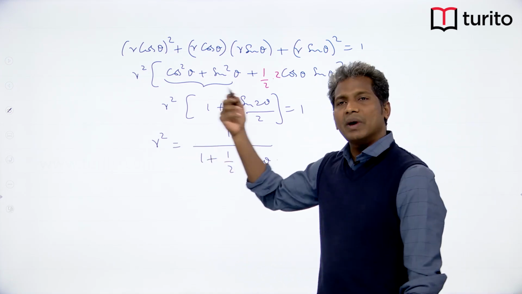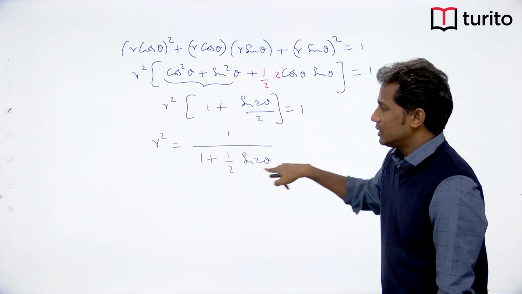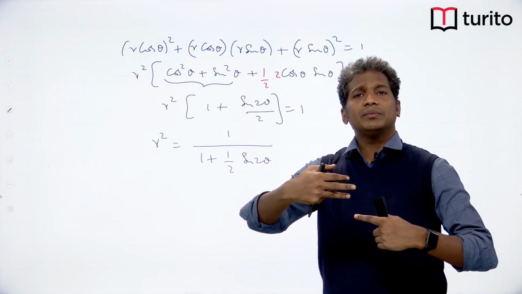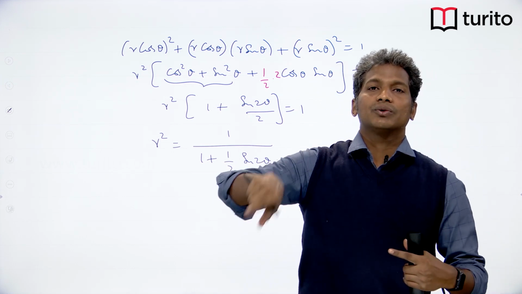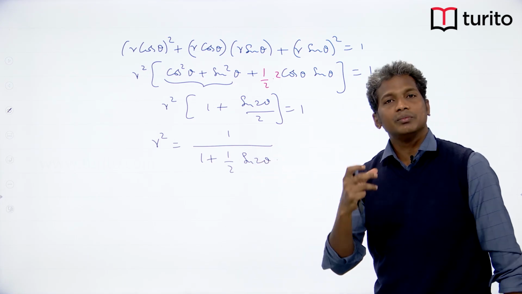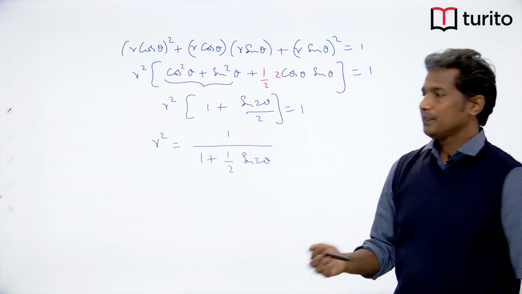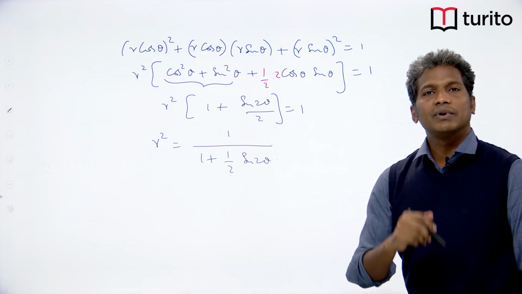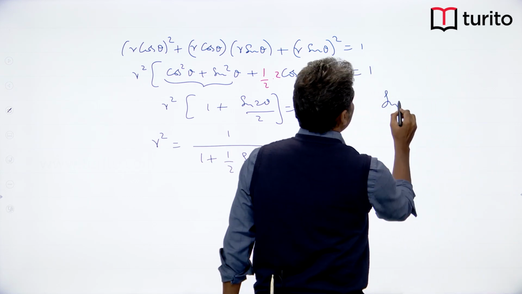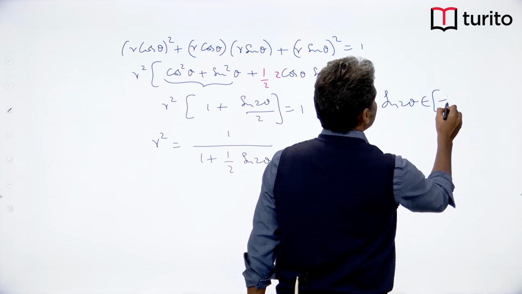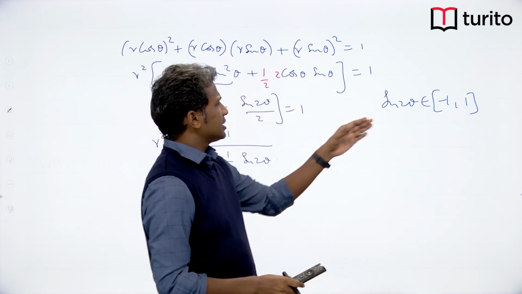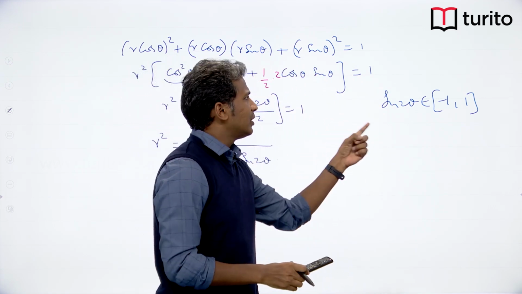So r square is maximum when the denominator is minimum. When the denominator is maximum, I will get r minimum. So now I want the denominator to be minimum to get the r max. What is the minimum value of this? For that we need to understand the values of sin 2 theta. And we know that sin 2 theta always belongs to minus 1 to 1. If sin 2 theta belongs to minus 1 to 1, what is the minimum value here?